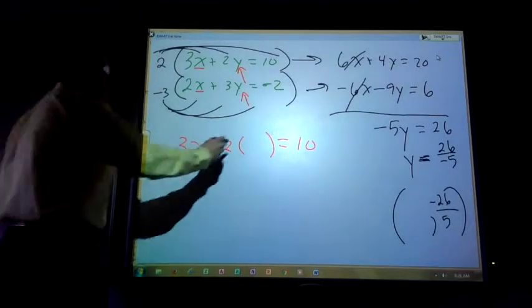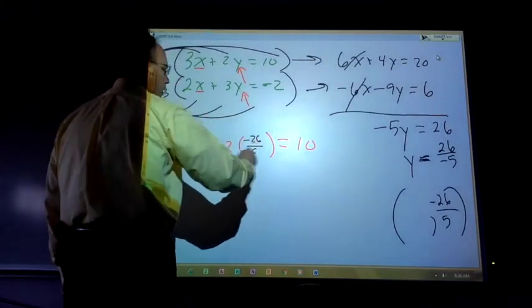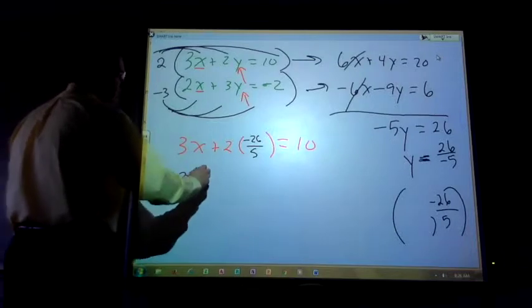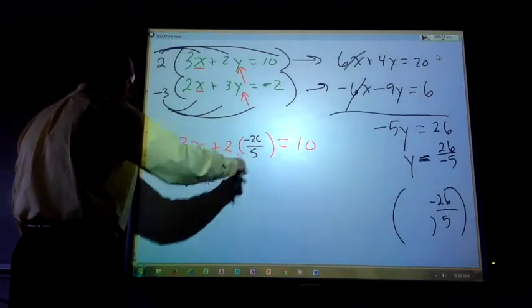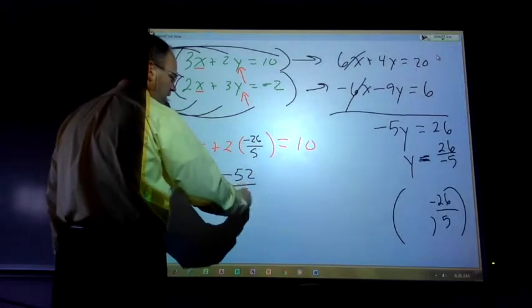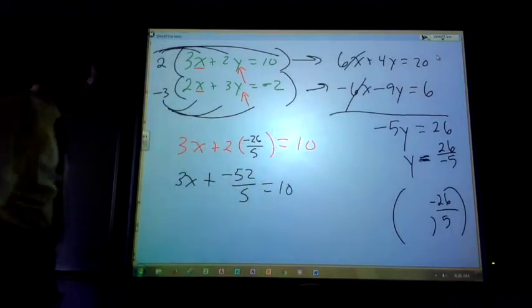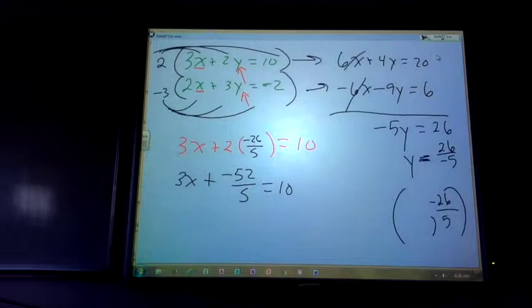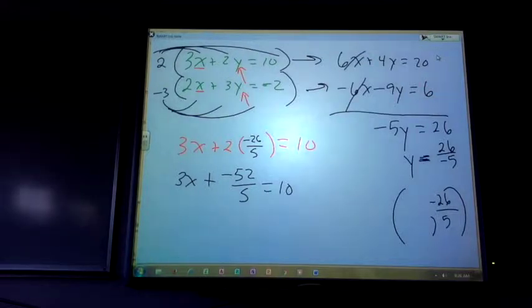26 over 5. All right, so I got 3x plus, I can't reduce there. That's going to give me like negative 52 over 5 equals 10. Yuck. I'm not a big fan of fractions.